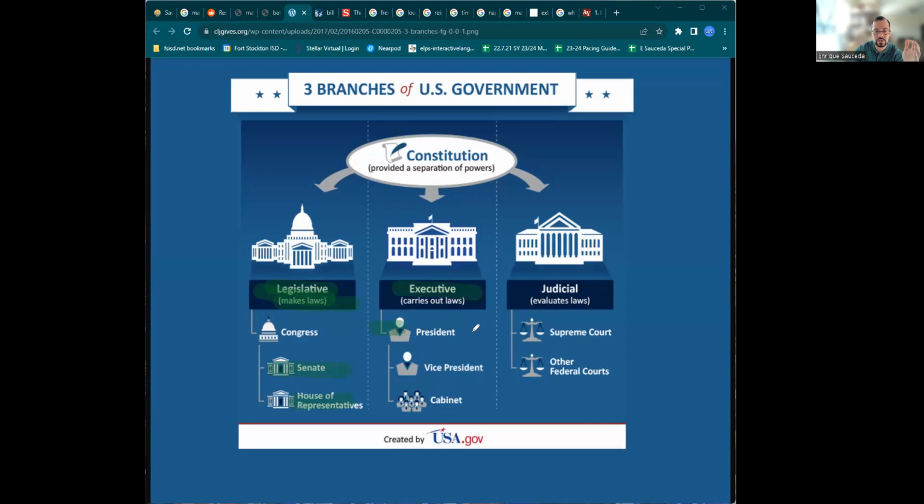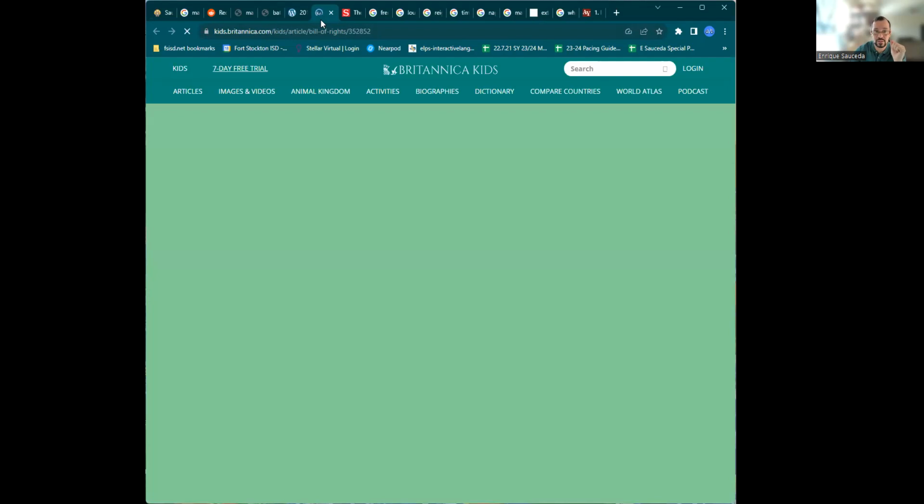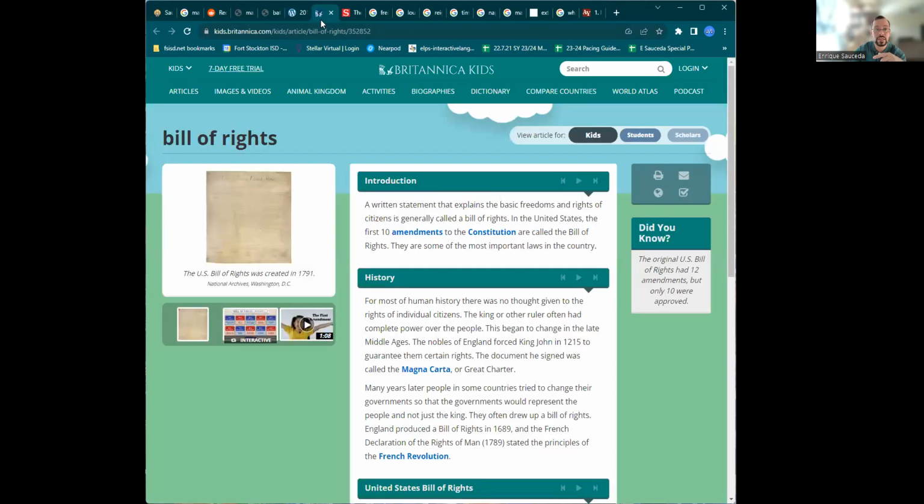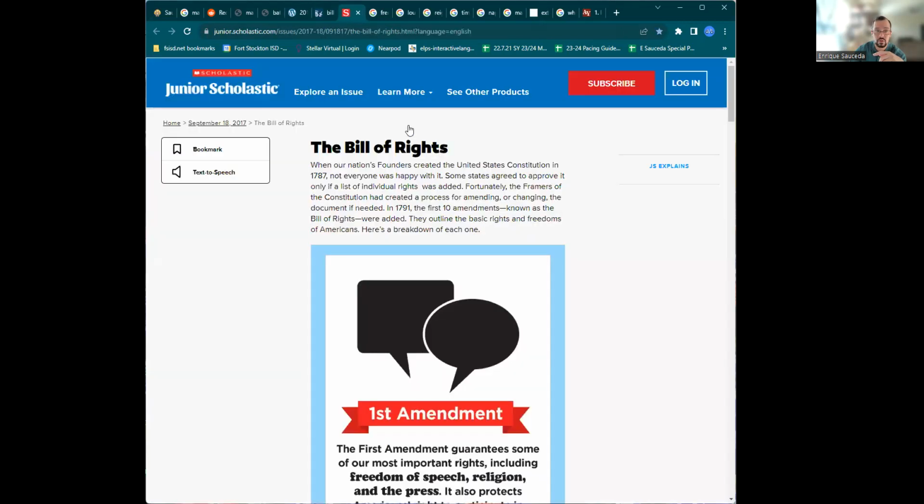The executive branch is the president. He's our leader, our like police chief. And then the judicial branch is the Supreme Court, and they tell us what the law means. We have 10 Bill of Rights, but we have 27 amendments. The Bill of Rights are the first 10 amendments. It's the Constitution, first 10. There's 27 in total.